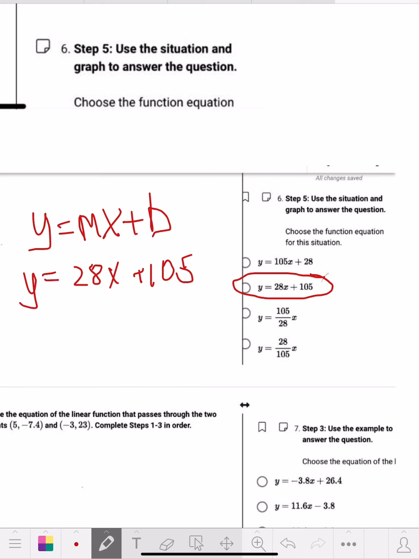But again, that's going on the assumption that we did the math correctly before to get 28, and that we looked at the graph before to get 105. If any of those things prove false, we could be picking the wrong answer for this one. So, like I said, you either get them all right or you can get some wrong and a lot wrong, because you picked the wrong one. So when you double check your work, if you come up with any error, make sure you didn't carry that error forward.